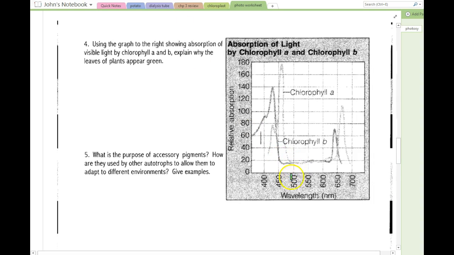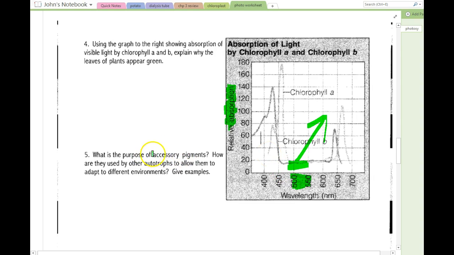Why do leaves appear green? Well, I'm going to highlight. Look at right here. These wavelengths right here, where chlorophyll does not absorb, right? This is all about absorption. It must then reflect green light. Those wavelengths of light between 500 and 550, that's green.